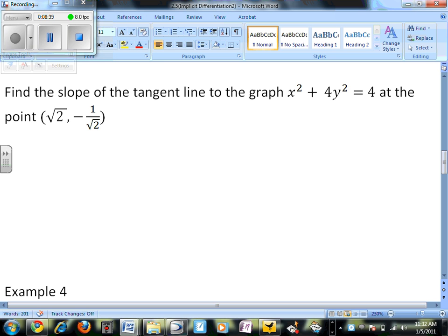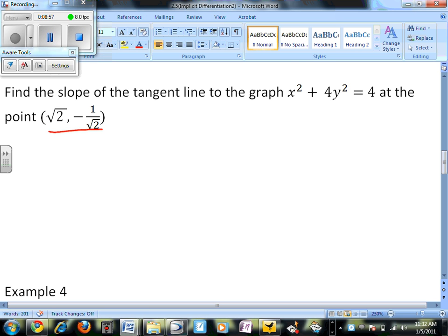If you notice, if we wanted to solve for y and do it explicitly, we'd have to bring an x squared over, divide by 4, and then take the square root of everything, and then try to take the derivative of something underneath the square root. And we'd have a messy chain rule. Well, this way we can just do it implicitly.